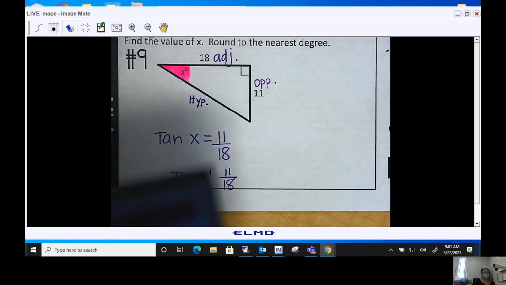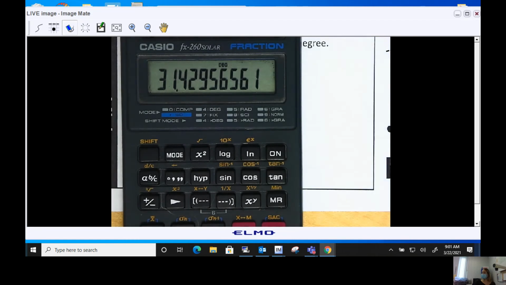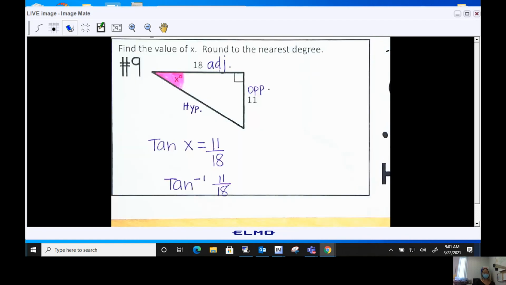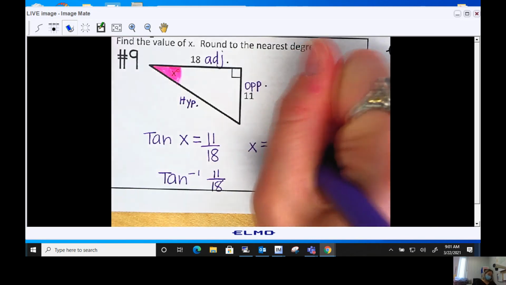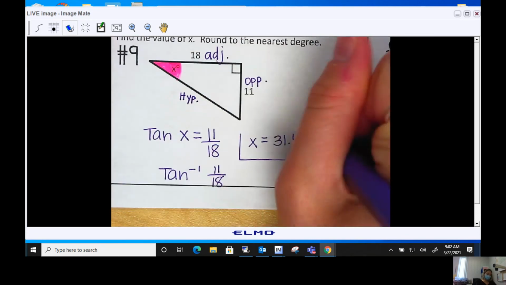All right, did you get 31.4? Yeah. Beautiful. So your answer is 31.4 degrees. We're talking about an angle.